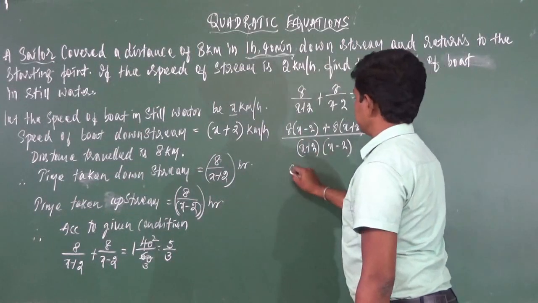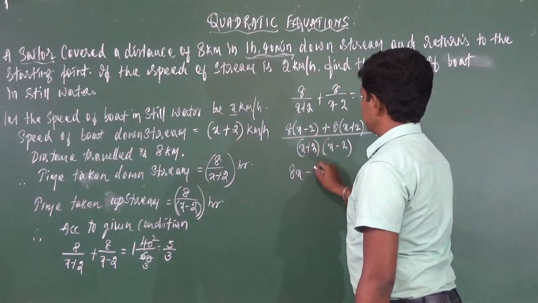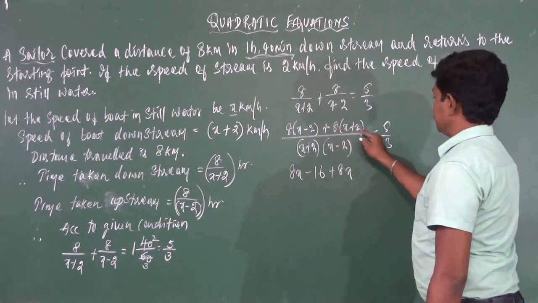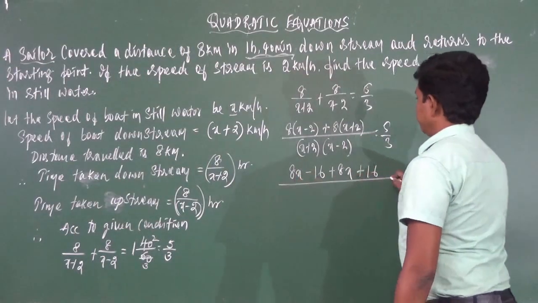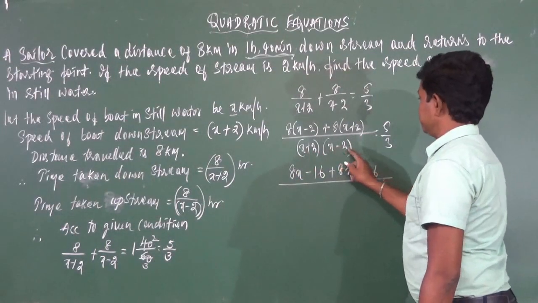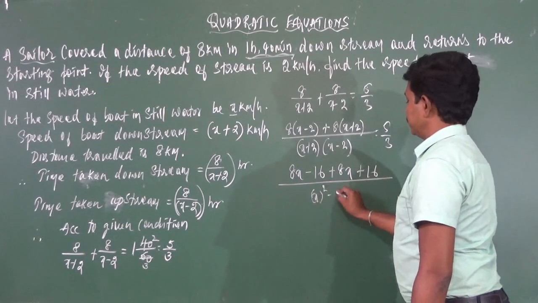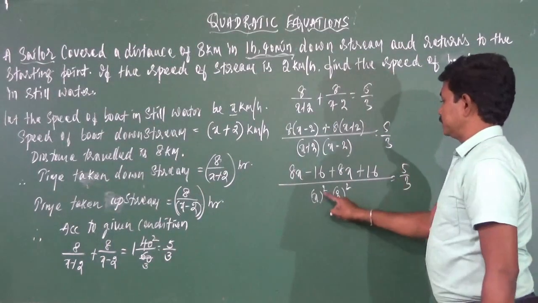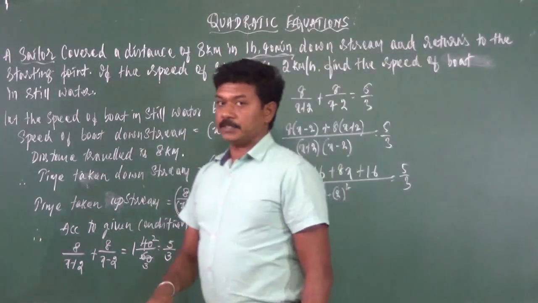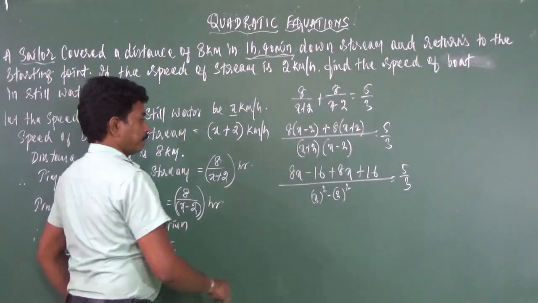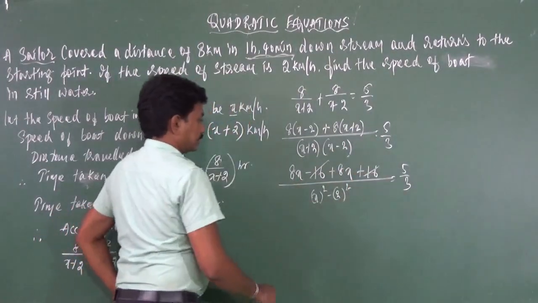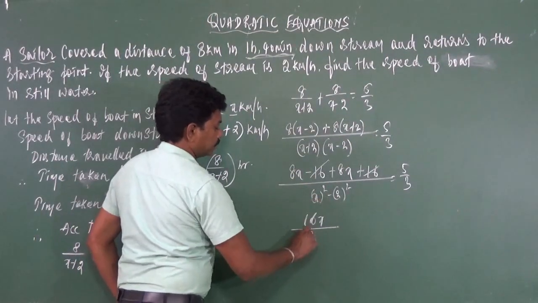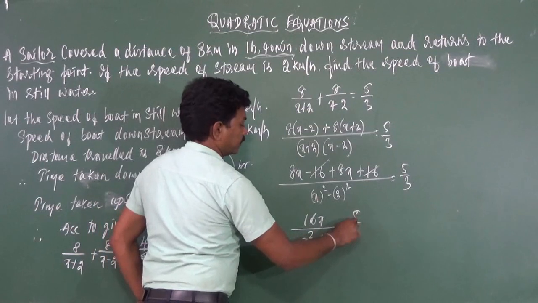So 8 into x is 8x, 8 into minus 2 is minus 16, plus 8 into x is plus 8x, plus 8 into plus 2 is plus 16, by x plus 2 into x minus 2, that is x square minus 2 square, is equal to 5 by 3. That is, a square minus b square is equal to a plus b into a minus b. So minus 16 plus 16 cancels. So 8x plus 8x is 16x by x square minus 4 is equal to 5 by 3.